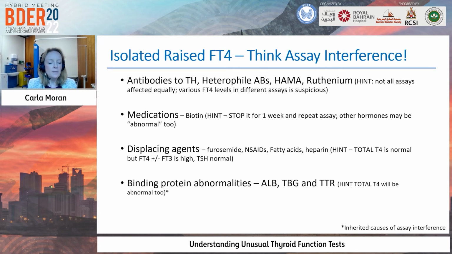And lastly, there are inherited causes of assay interference in T4, and these are binding protein abnormalities. So there can be mutations in the genes that encode albumin, TBG, and transthyretin. And here the binding proteins have an altered affinity for T4. And so this interferes with the equilibrium in the free T4 assay, and it often can result in an erroneously elevated free T4. The hint here is that often an increased amount of T4 is bound to the binding protein. So your total T4 is high and it's genuinely elevated.